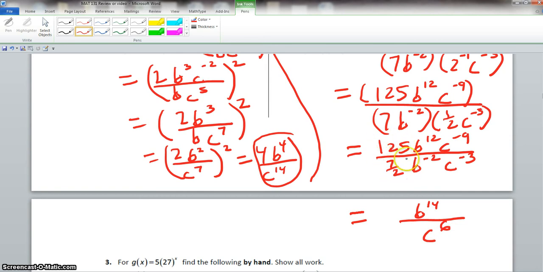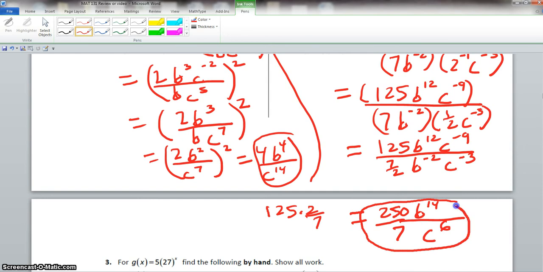Now we want to take care of these numbers here. This 125 divided by 7 halves. That's the same thing as saying 125 times 2 over 7, which will end up giving us 250 in our numerator all over 7. So this here is our final answer.